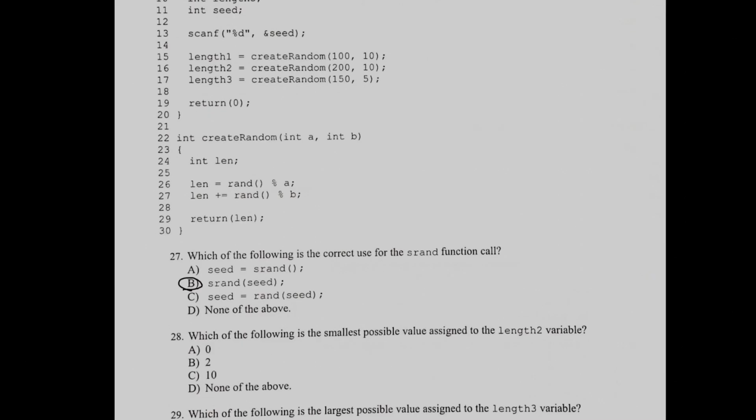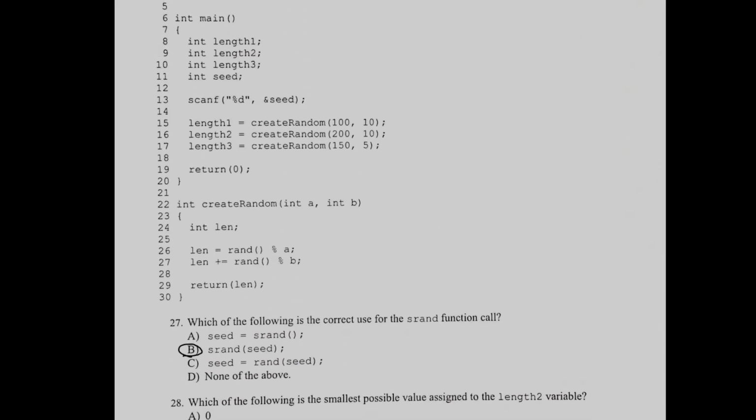Moving on to 28, it asks, which of the following is the smallest possible value assigned to the length2 variable in the code segment above? And length2, we can see it's passing 200 and 10 to createRandom, so we'll see what that does. Pass 200 and pass 10. Then it creates this other variable called len, and it's going to set len first to a random number modulus a.